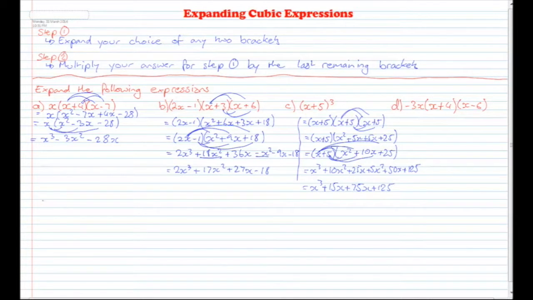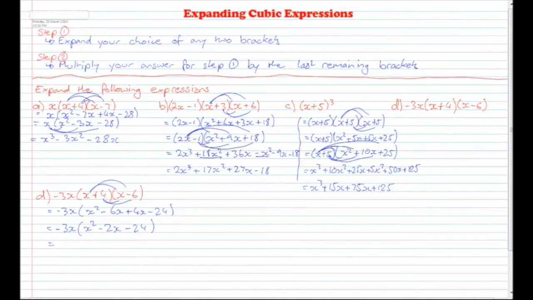You get, for D, we have negative 3x, x plus 4, and x minus 6. So let's go through and expand the last two brackets now. So you're going to get equals negative 3x, x times x is x squared, x times negative 6 is negative 6x, 4 times x is 4x, and 4 times negative 6 is negative 24. Go through and collect like terms now, so you get negative 3x multiplied by x squared, negative 6x plus 4x is negative 2x, minus 24.